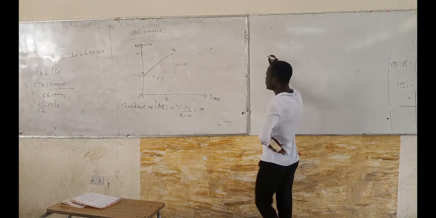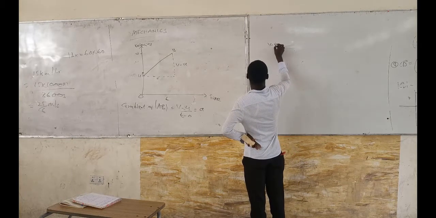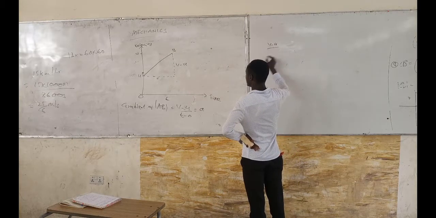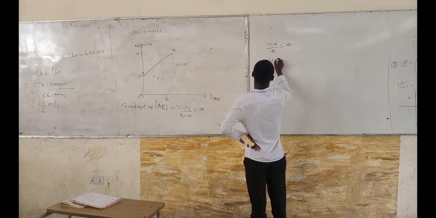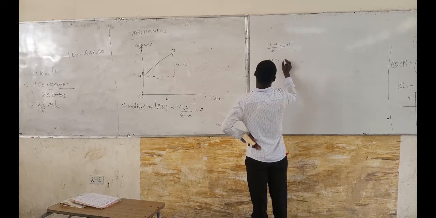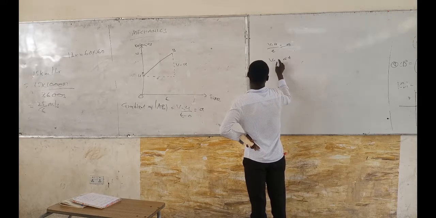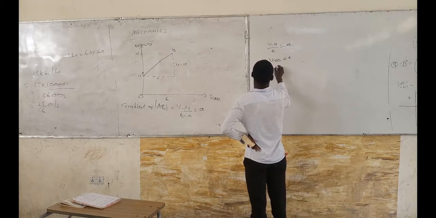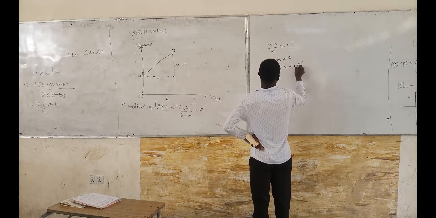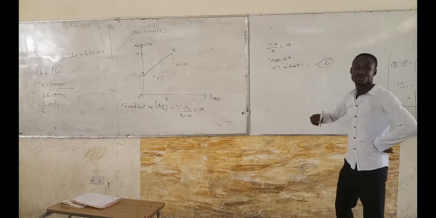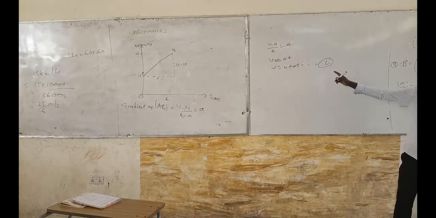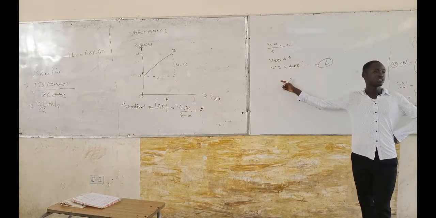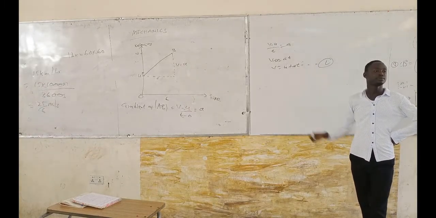So from this one, we know v minus u over t minus 0 is a. That one will give you v minus u equals at. You have to bring it again. So v is equal to what? u plus at. So first equation of motion. We have final velocity equals initial velocity plus acceleration times t.